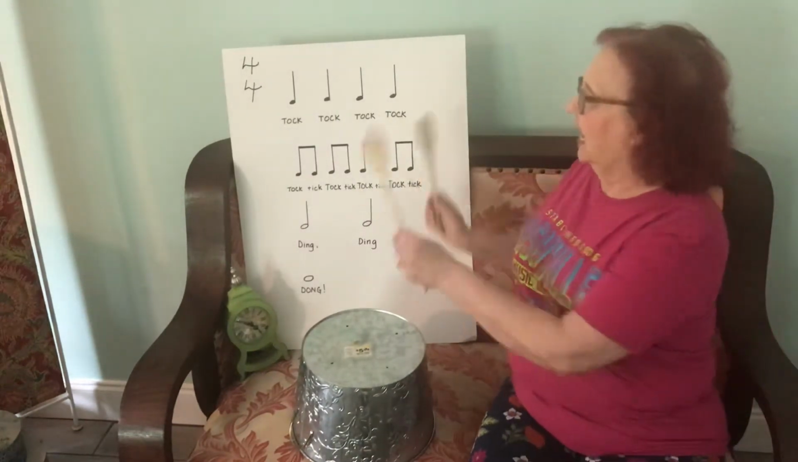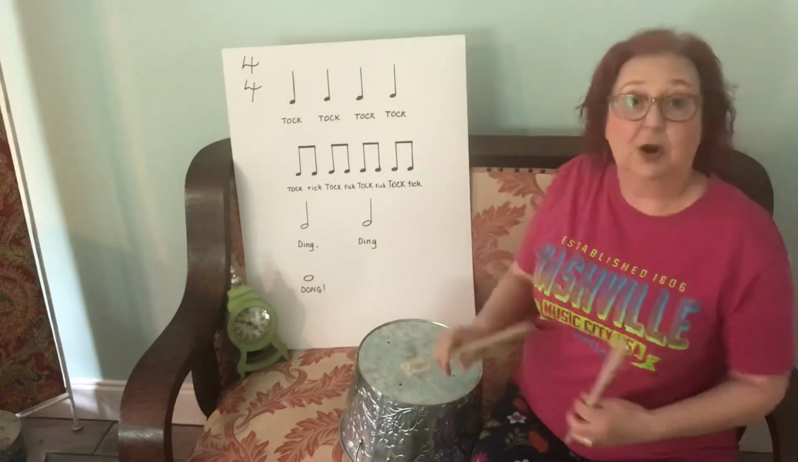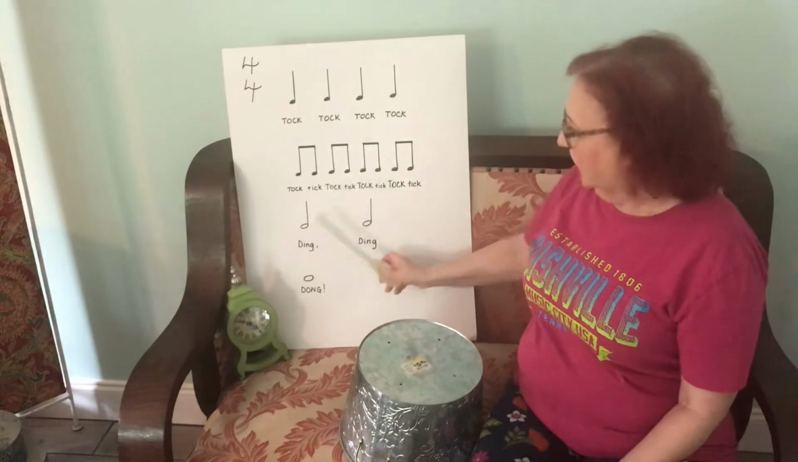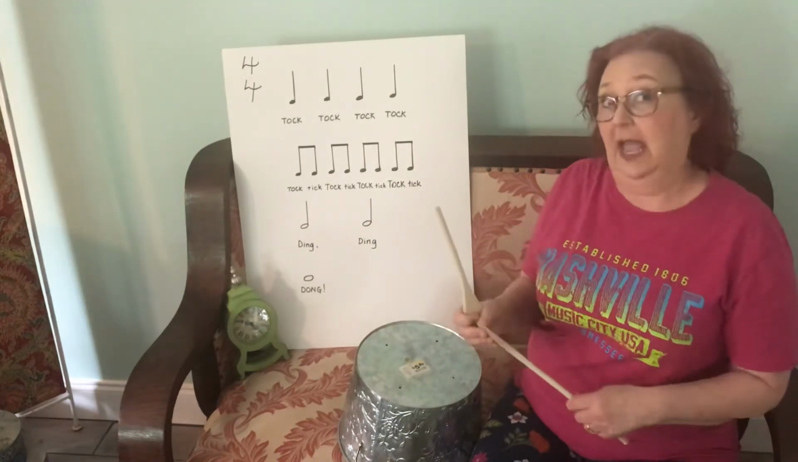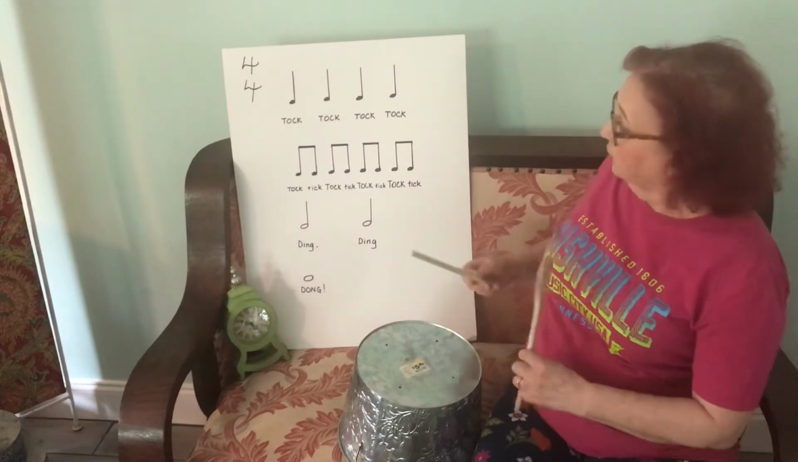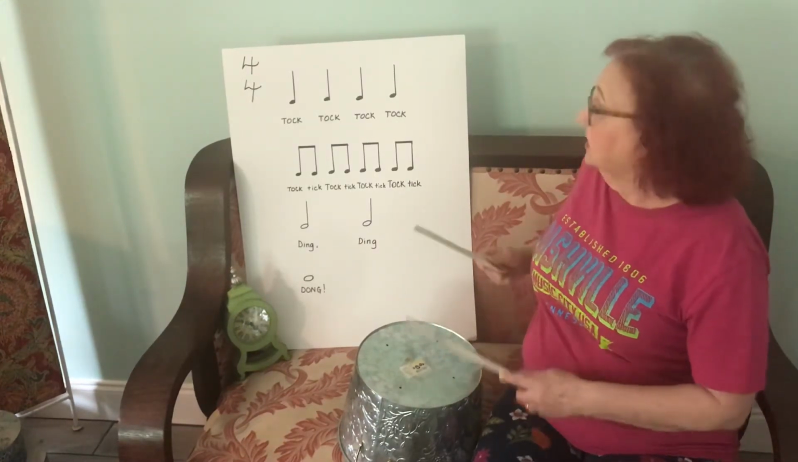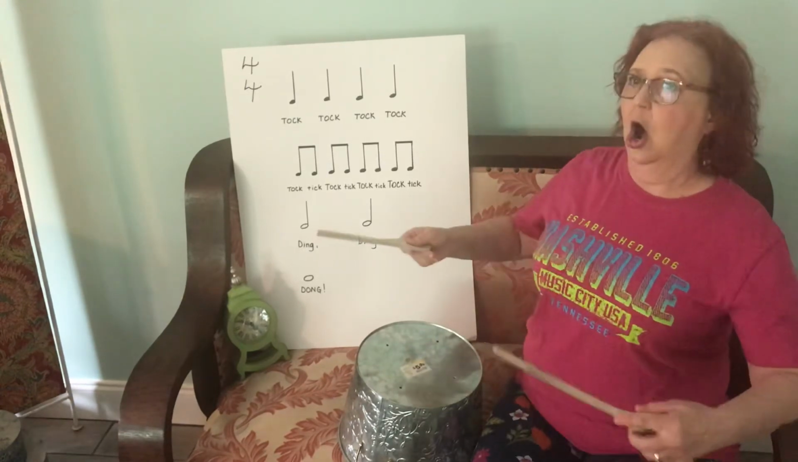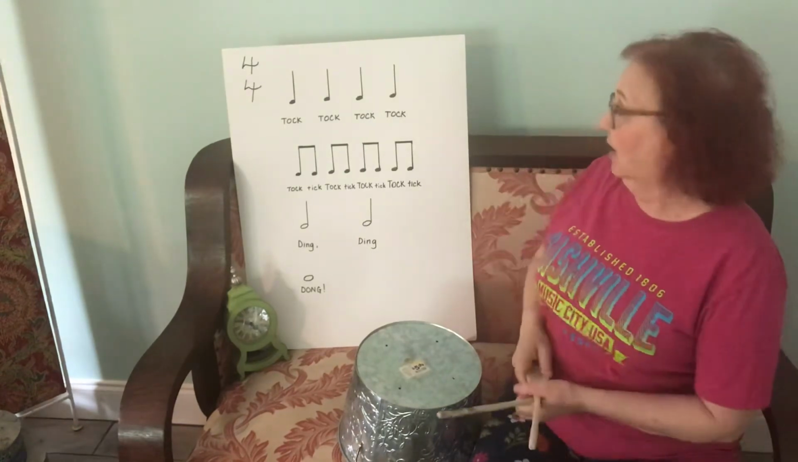So we can take different combinations of these rhythms and make up our own song if we want to. We can combine quarter notes, eighth notes, half notes, and whole notes to create our own little pattern. For example, I could say, ding, ding, dong. I didn't say it exactly right, but I was thinking it right. I'm going to do it again.